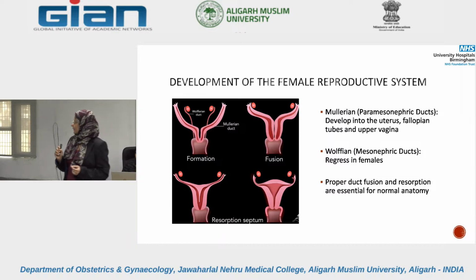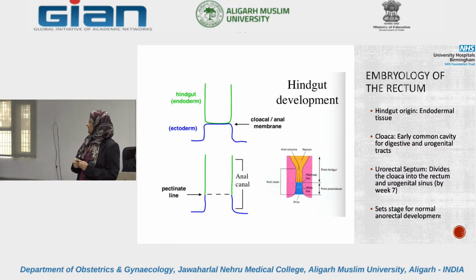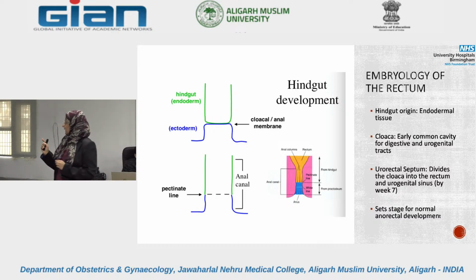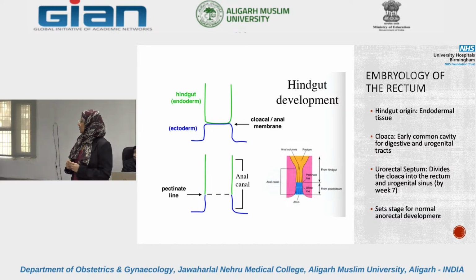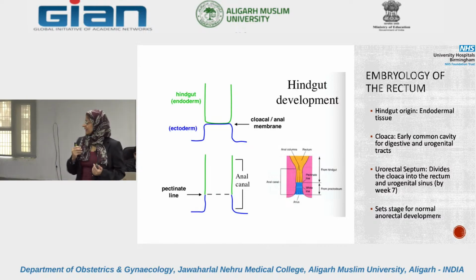Now we are talking about the embryology of the rectum, as Professor Nasreen mentioned. Hindgut development is a mixture of endoderm and ectoderm, and in the middle there is a line which is the cloacal or anal membrane. Normally, these two structures fuse and the membrane disappears. But if it doesn't disappear, then problems can happen. We'll discuss that in a minute. But for you to remember, it is an interplay between endoderm and ectoderm. And you notice there is no mesoderm in between.